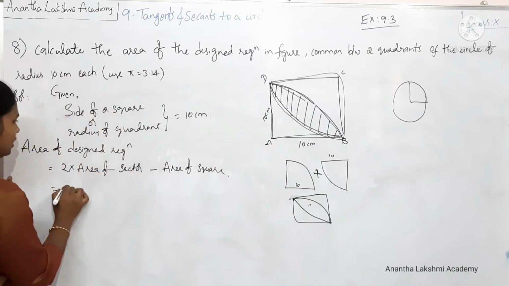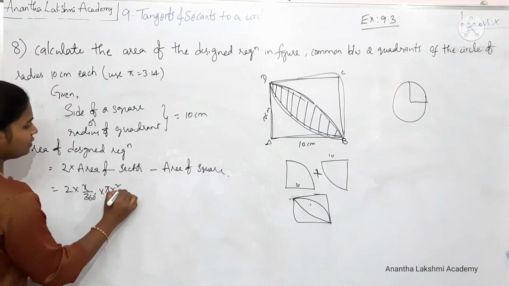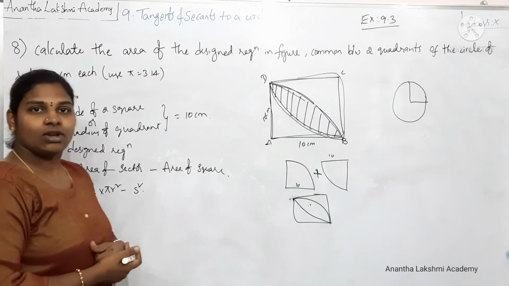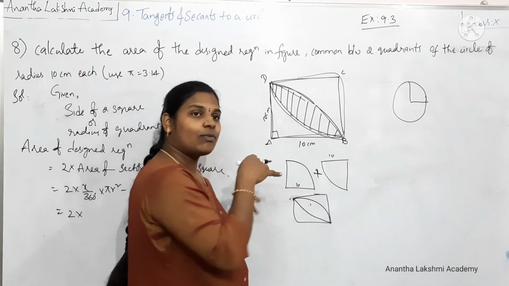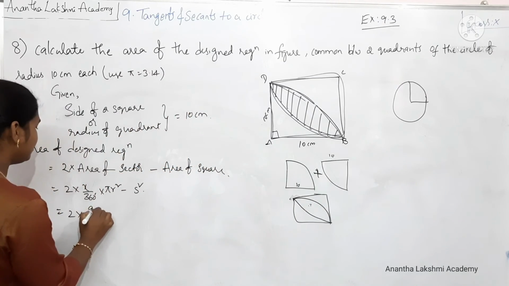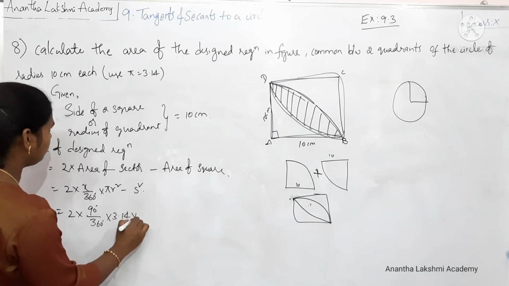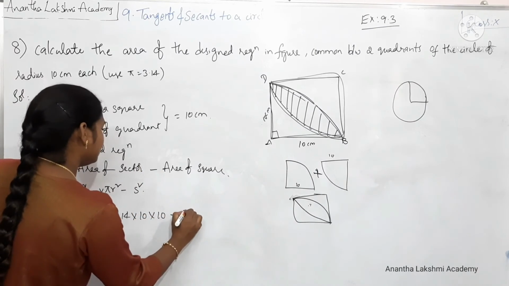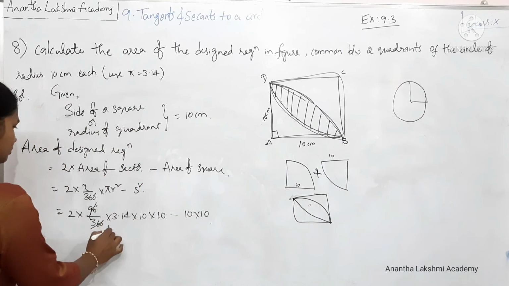So what happens? 2 into area of the sector, x by 360 into pi r square, minus area of the square, which is s square. So 2 into, what is the angle? X is not given now. How do we figure that out? In a quadrant, the angle made by the sector is always 90 degrees. So 90 degrees by 360 degrees into 3.14 into radius, which is 10 into 10, minus s square, which is 10 into 10.